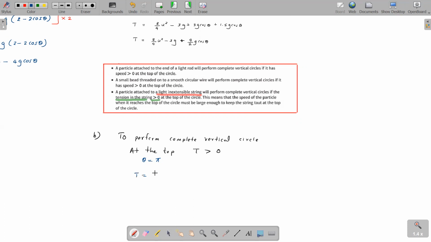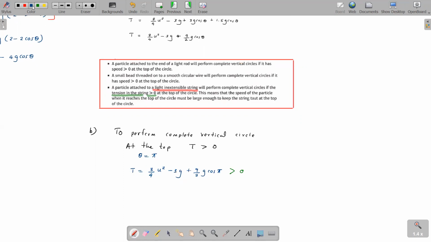Tension is 3/4 u square minus 3g plus 9/2 g cos theta, so 9/2 g cos pi. So this is the tension, right? And this tension must be greater than 0. And we need to find the minimum value of u, right? All right. So 3 over 4 u square minus 3g plus 9 over 2 g cos pi. Cos pi is minus 1, right? 9 over 2 g into minus 1 is minus 9 over 2 g, greater than 0.